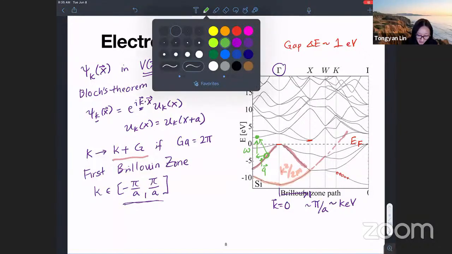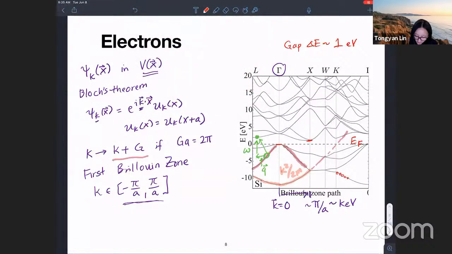There are some other possibilities for where this EF, this Fermi energy, might be located. So if it's down here, let's say EF were down here, that would be a metal, because there's basically no gap from taking an occupied state to an excited state.